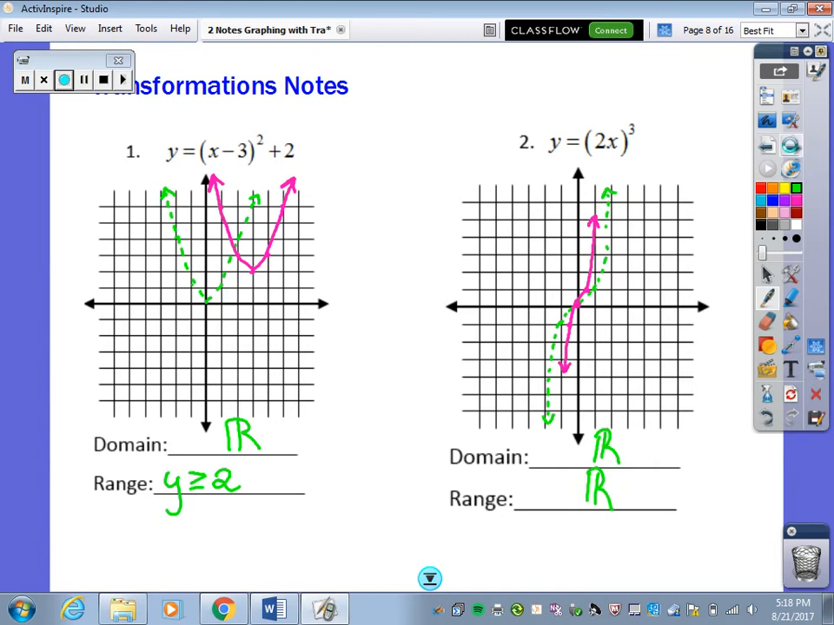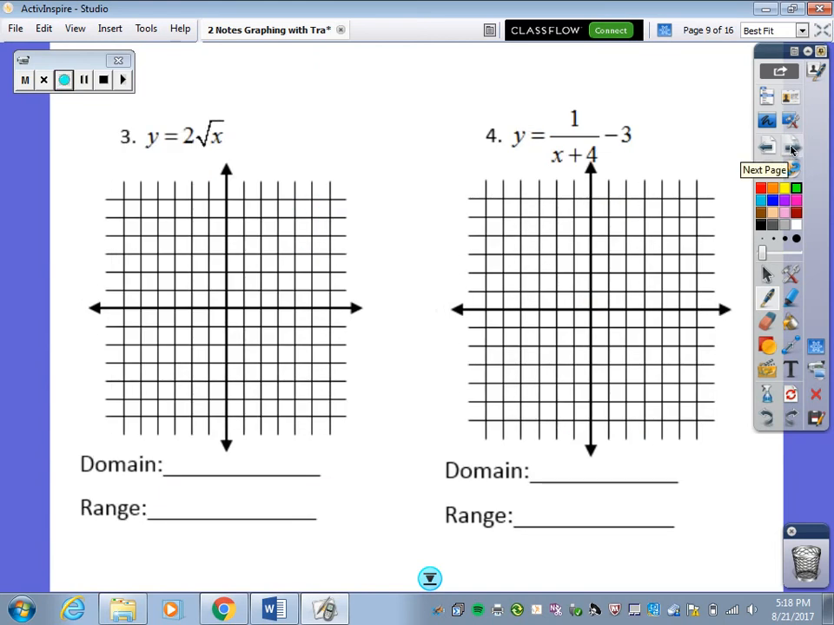Now let's look at the next function. So, here we have a 2 on the outside. Since we have a 2 on the outside, we are going to be multiplying all of our y's by 2. So, our original function starts at (0, 0), (1, 1), (4, 2), and it looks something like that. Now, we want to be multiplying all of our y's by 2.